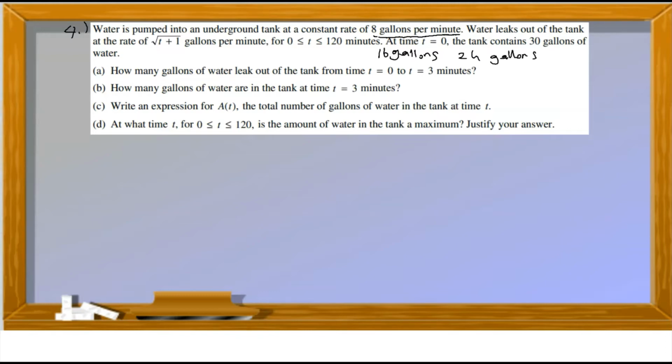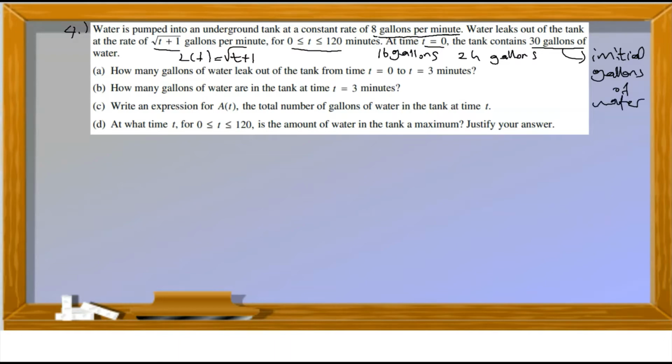And then it says water leaks out of the tank at the rate of this. So let's call this function L of t equals square root of t plus 1. This is our time interval from 0 to 120 minutes, and at time t equals 0, the tank contains 30 gallons of water. So this is our initial amount of water.